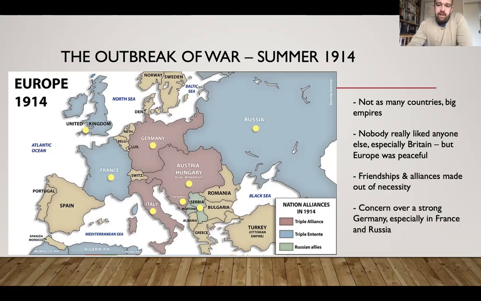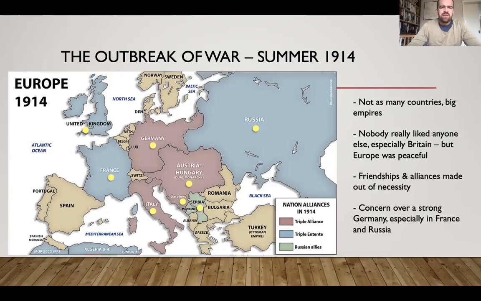That plays a part in that, especially among the French and the Russians, who enter into this cast iron alliance. If war breaks out between either one of them and Germany, then the other's coming in to help. Britain's not part of that necessarily, and actually Britain's relationship with the European powers, I guess you could say, is always a little bit strained.